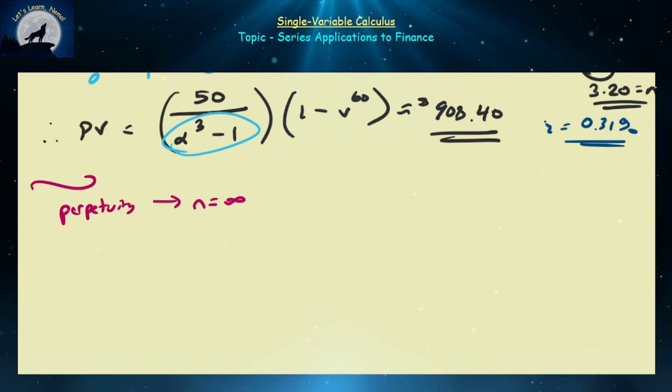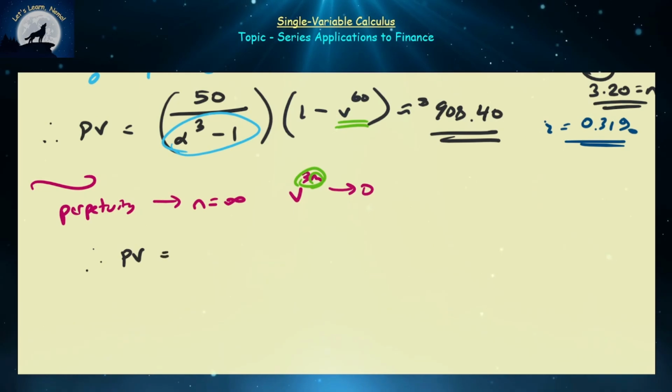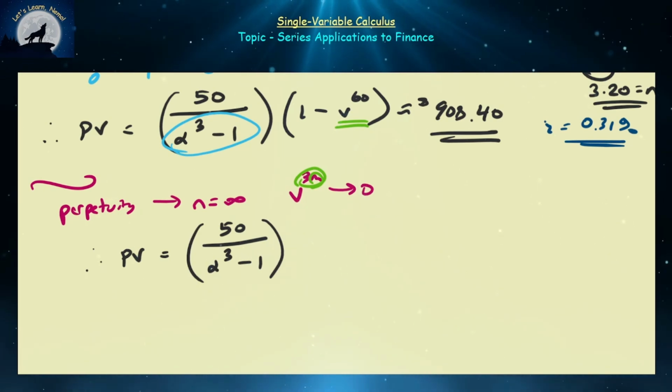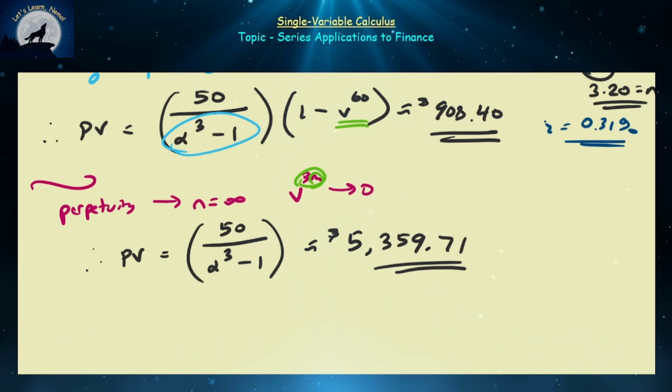So if this is a perpetuity, which means that n is equal to infinity, which means nu to the power of 3 times m is going to go to 0, because m is going to go to infinity, since 3 times m equals n, and n is going to infinity. So that means this is going to completely vanish, and 1 minus 0 will be equal to 1. So our present value for our perpetuity will just be equal to 50 all over alpha cubed minus 1. If you don't think $900 is a lot of money, well, will this be a lot of money? Once you actually work out the calculations, this is going to come out to $5,359.71. Obviously a lot more than $900.